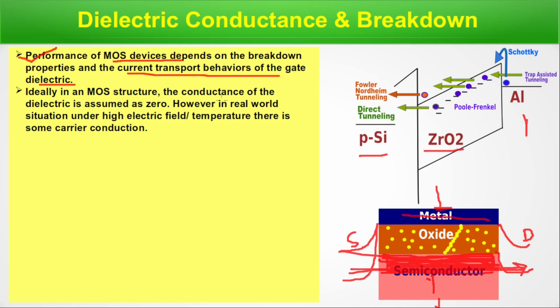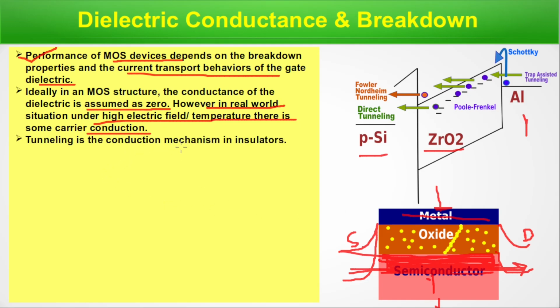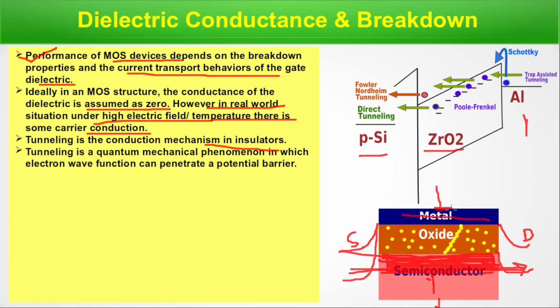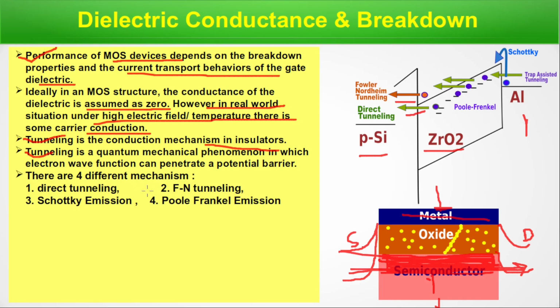Ideally, in a MOS structure, the conduction of the dielectric is assumed to be zero. However, in real-world situations under high electric field or temperature, there is some carrier conduction. Tunneling is the conduction mechanism in the insulator, and tunneling is a quantum mechanical phenomenon in which the electron wave function can penetrate a potential barrier. Now, there are 4 different mechanisms in dielectric conductance: direct tunneling, FN tunneling, Schottky emission, and Poole-Frenkel emission.